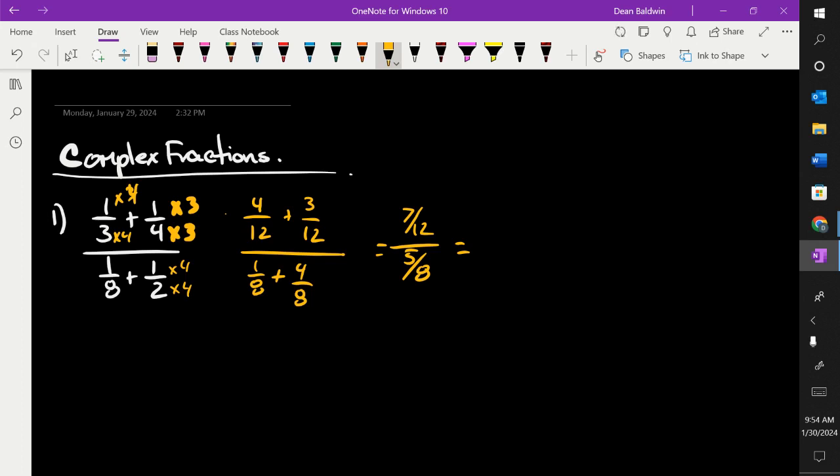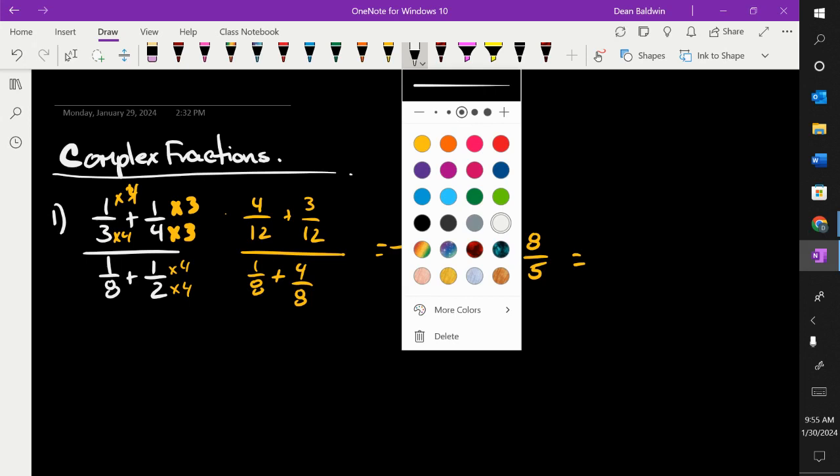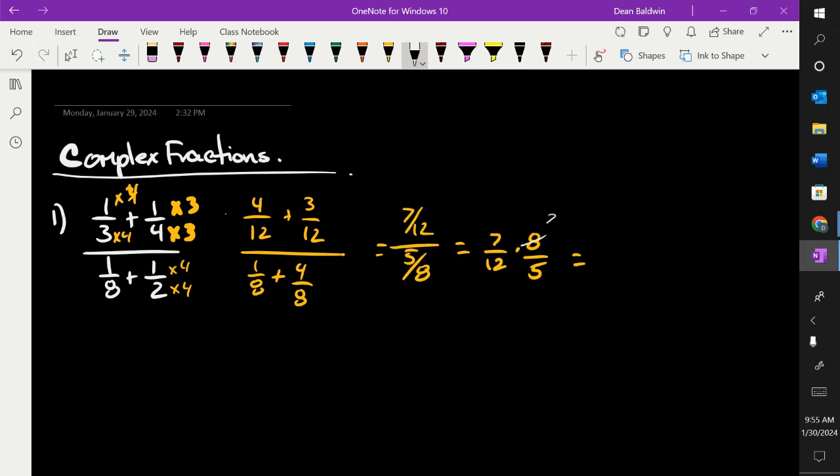And then you flip the denominator and you multiply. So you get 7 over 12 times 8 over 5. Then you simplify. I would simplify before I multiplied them out. I would go 8 and 12. 4 goes into both of those. So the 8 could be written as 2, and this would be a 3. So I get 14 over 15.